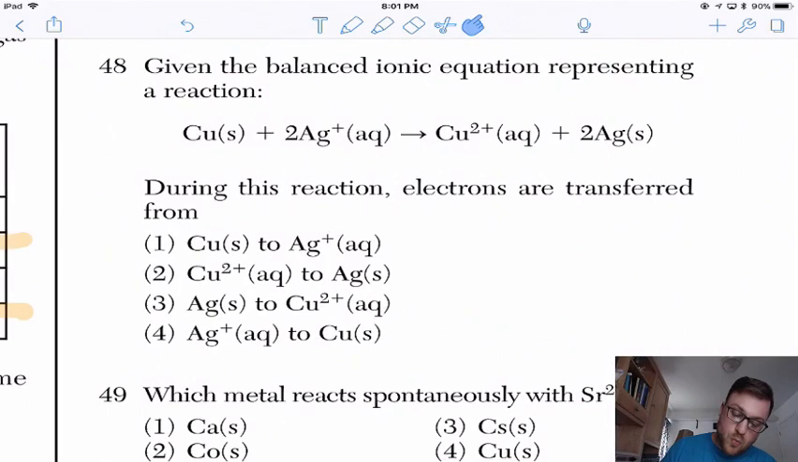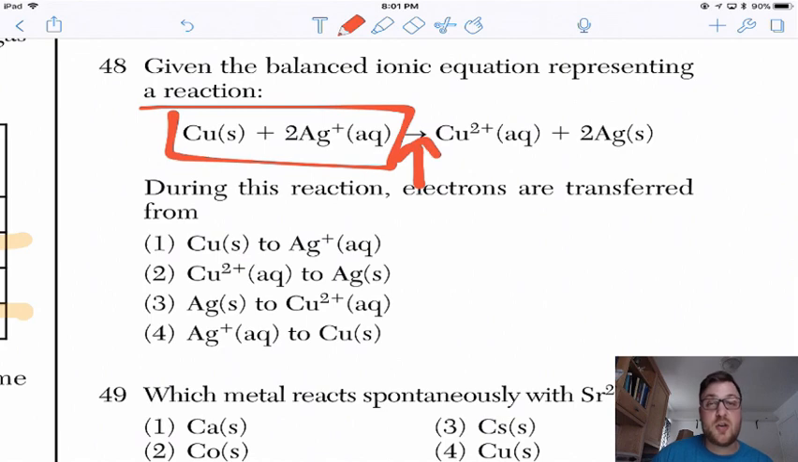3 more. Let's go! 48. During this reaction, electrons are transferred from, give yourself a 50% chance. This is not reversible, which means the electrons are being transferred somewhere between your reactants. Your products are set in stone. We're not reversing this. Any answer choice you see Cu +2 in, you can go ahead and cross out. It's just impossible.